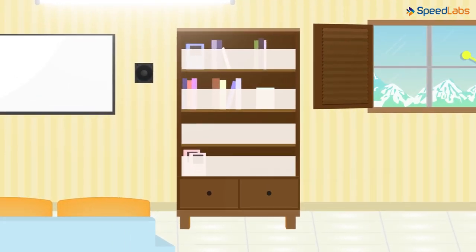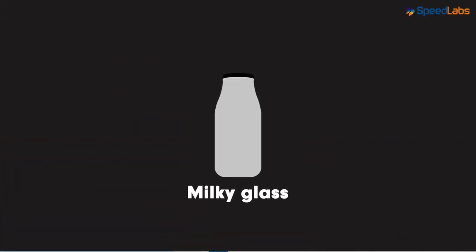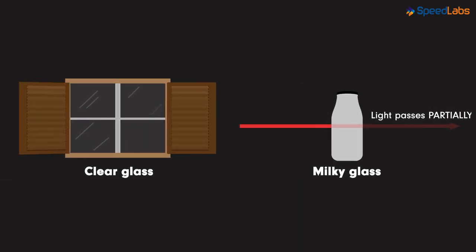Now look at this shelf which has a milky glass. Are we able to see what's inside? Well, we can't see the things clearly, but you do see something, right? You can probably guess that books are kept inside. Yes, milky glass allows light to pass through it, but only partially, and one can see some light coming through it. What is the difference between the two?